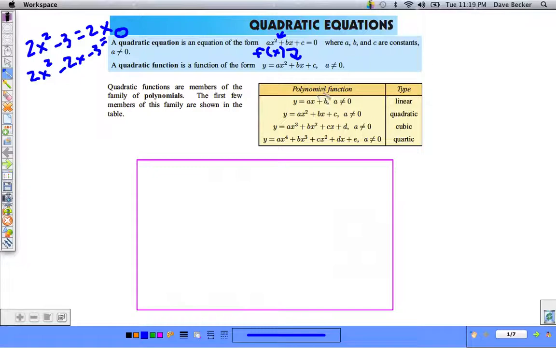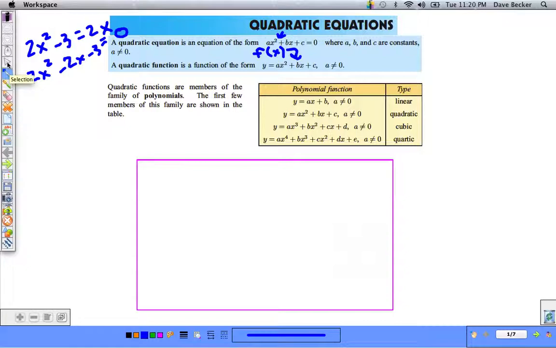Quadratics are, of course, polynomials, and here are 4 of our more famous polynomials, and they're classified by the greatest exponent. Linear, the variable has an exponent of 1. Quadratic, the greatest exponent is 2 for a variable, and on down the line. I think you get the picture there.